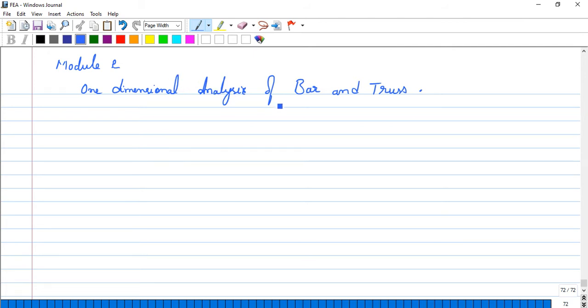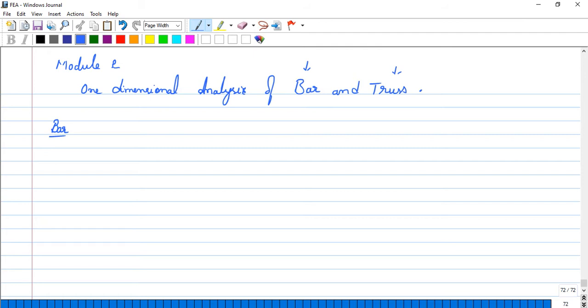Before that, we should understand what is a bar element and what is a truss element. So first we shall concentrate on the bar element. As we know, a bar is sometimes also termed a rod. Here the important thing you should keep in mind is that the bar will be subjected to axial force only. That is the main characteristic of a bar element.